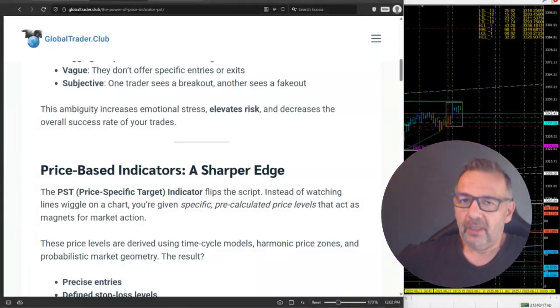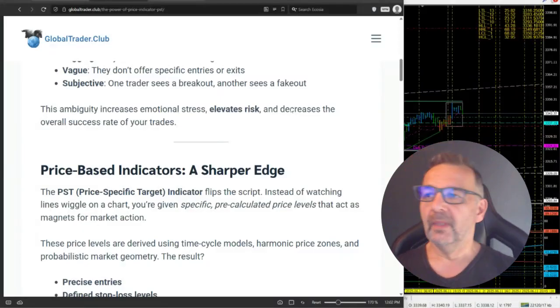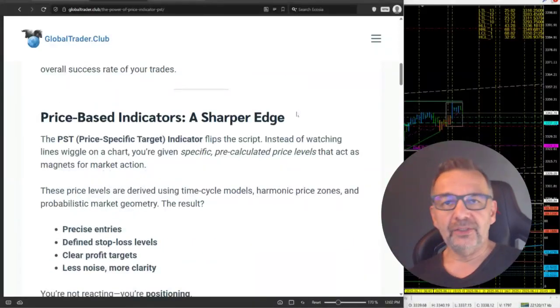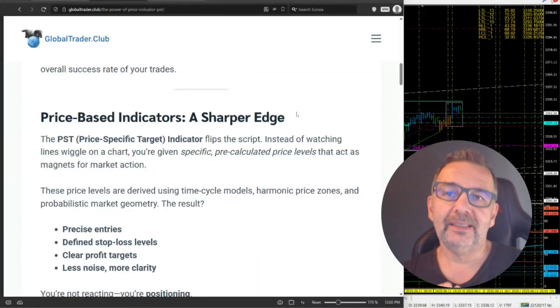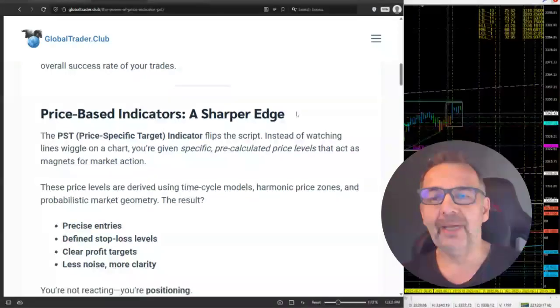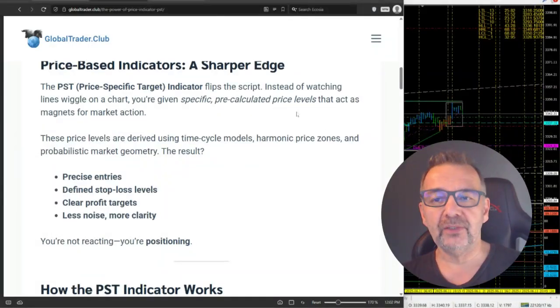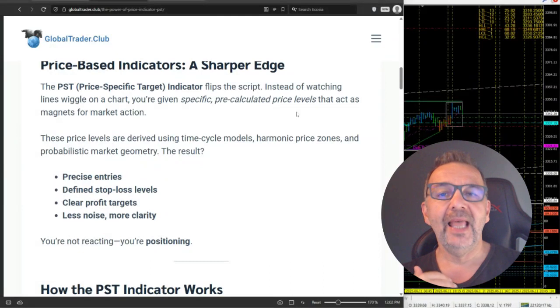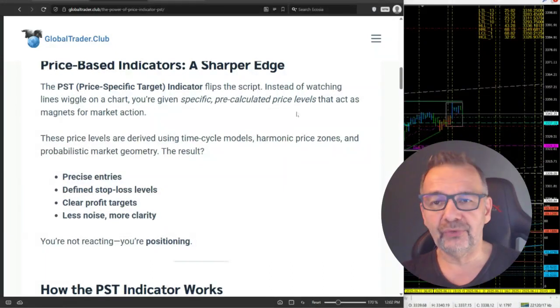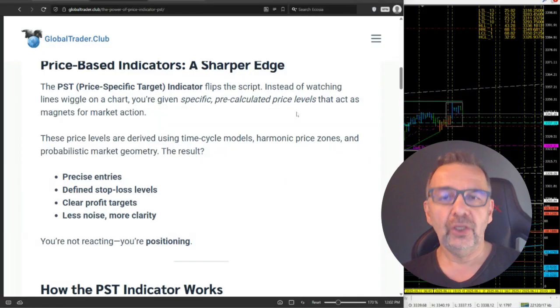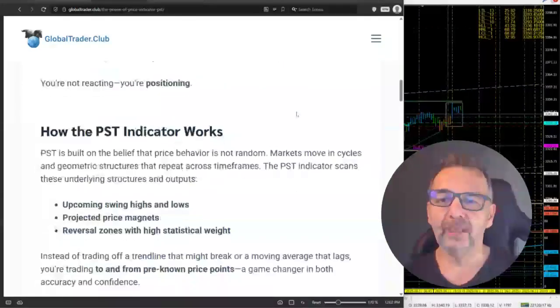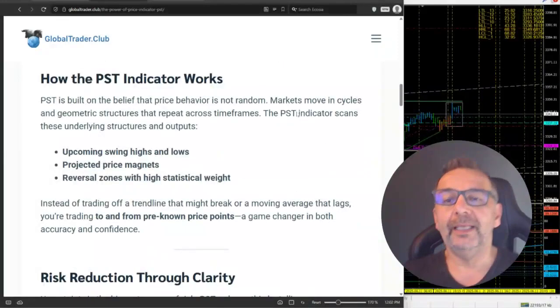So let's see, with PST, having a price-based indicator is sharper and also less stressful. You know where you're at. You've got precise entries, defined stop loss, clear profit targets, less noise, more clarity. This will also reduce your stress when trading. You have a price, you have a swing day, you have a trade hour. If they match, you trade. If they don't, you don't. There's not the question. So the PST will work like this.